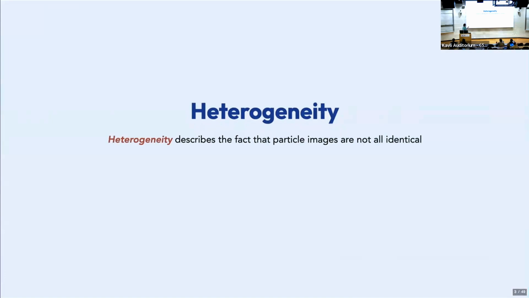Heterogeneity is acknowledging the fact that the particle images themselves are actually different. And like we said yesterday, probably in reality, if you were able to shrink yourself down to the angstrom scale, you would say all these particles are different, right? We're talking about differences detectable on the scale of cryo-EM.